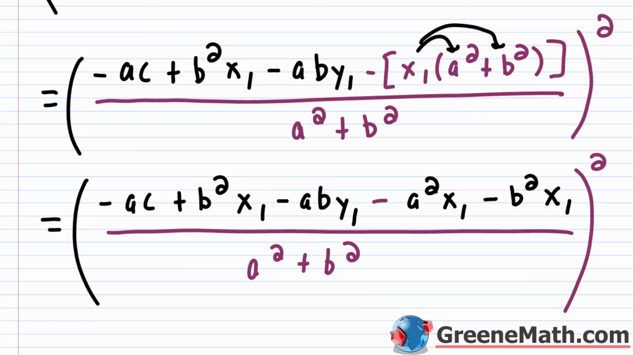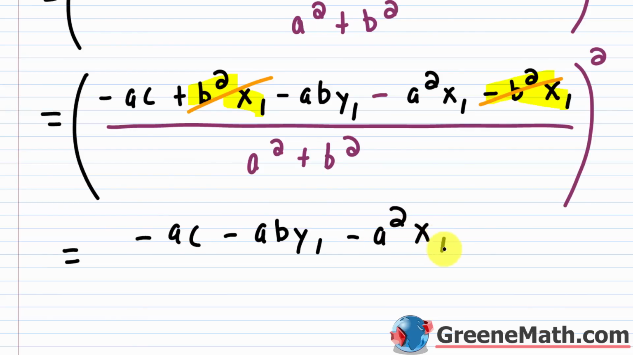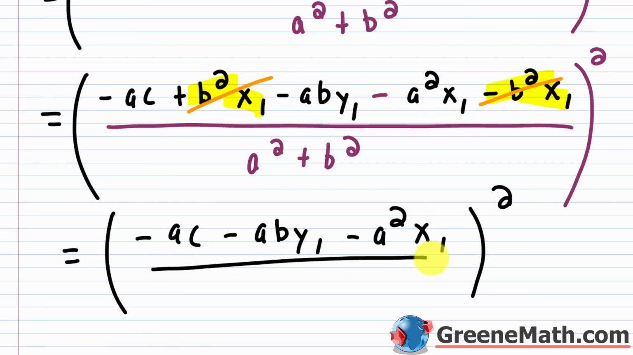At this point, you'll see that you have b squared x sub 1 and negative b squared x sub 1. So you can cancel those. So let me go ahead and cancel this one with this one. And so now what you're looking at, let me slide down here a little bit, is going to be negative ac minus a b y sub 1 minus a squared x sub 1. Let me wrap this real quick. And we're going to square this, and this is over a squared plus b squared.